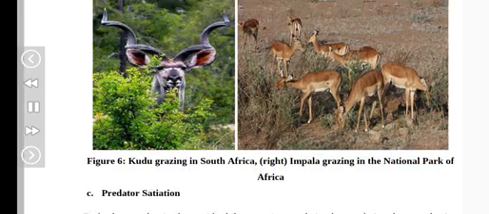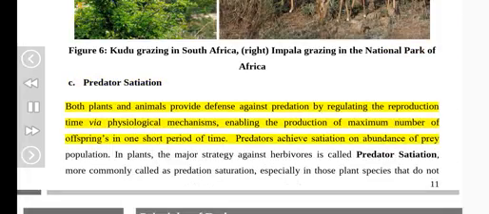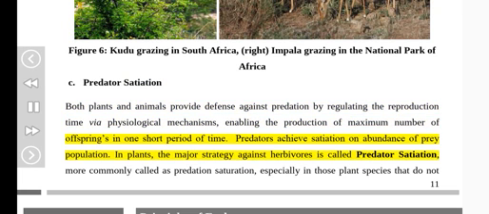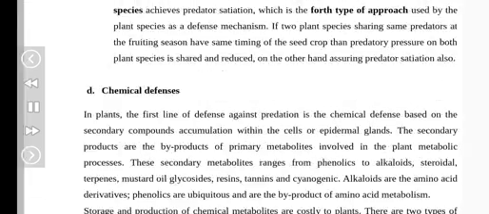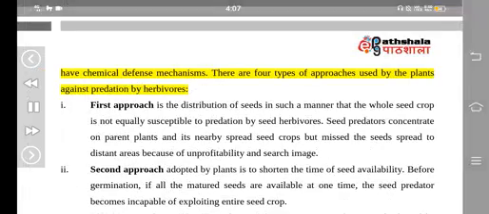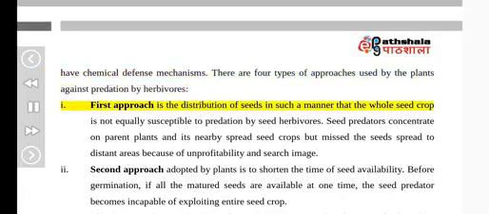C. Predator satiation. Both plants and animals provide defense against predation by regulating the reproduction time via physiological mechanisms, enabling the production of the maximum number of offspring in one short period of time. Predators achieve satiation on an abundance of prey population. In plants, the major strategy against herbivores is called predator satiation, more commonly called predation saturation, especially in those plant species that do not have chemical defense mechanisms. There are 4 types of approaches used by plants against predation by herbivores.